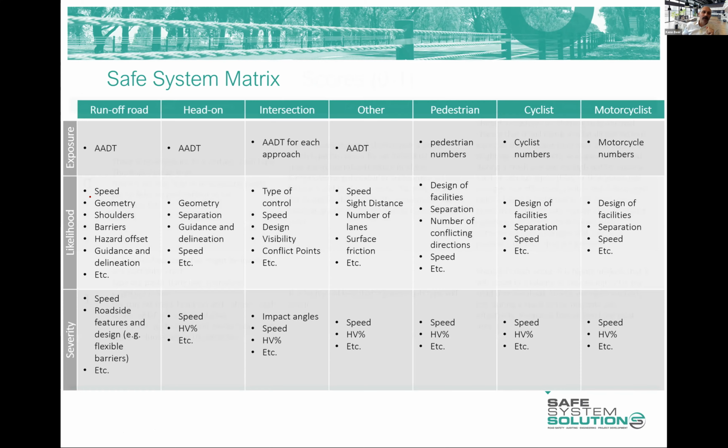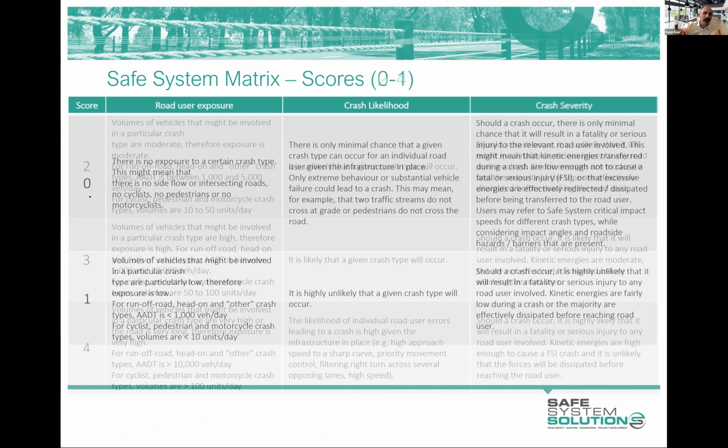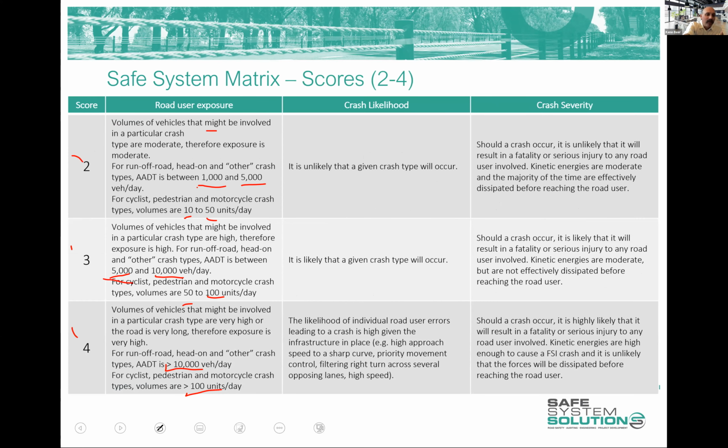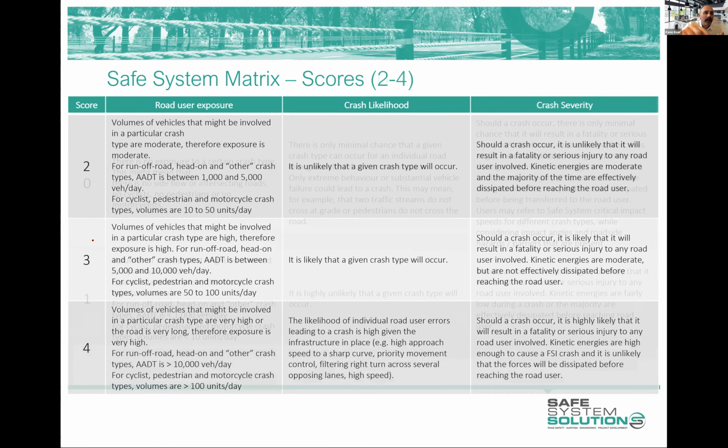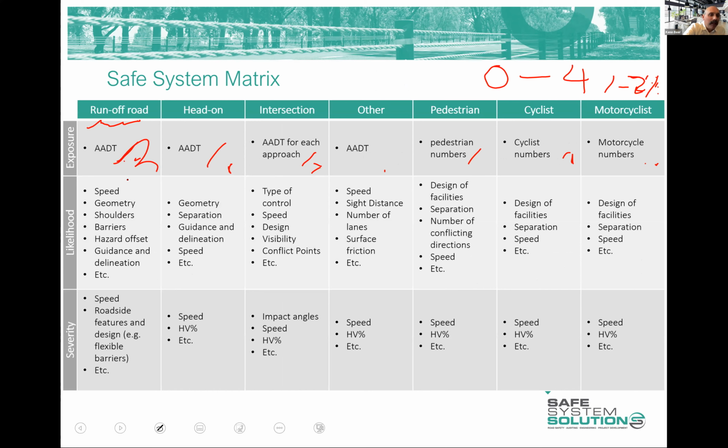So what did we say? We said 9,000 AADT. So we're going to go here and say 9,000 is between 5,000 and 10,000, so I'm going to take the 3 here, and I just go back and put 3. Great. Now we've got a score for runoff road for exposure. Because that many vehicles are going through, that many vehicles are exposed to runoff road crashes, and we've used the reference sheet and got a score. We're then easily able to say that's a 3 as well.